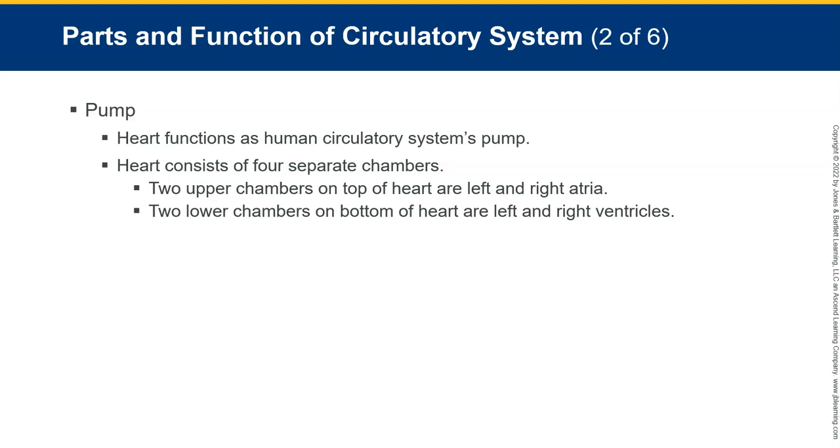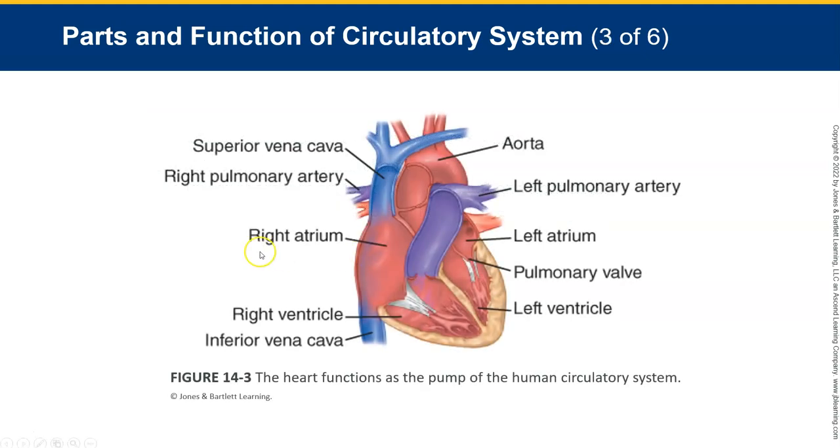Now the 2 lower chambers on the bottom of the heart, those are the left and the right ventricles. And the ventricles are larger and do most of the actual pumping. So you see here where we're talking about the ventricles. And if you notice, you can see that this left ventricle is thicker than this right ventricle. That's completely normal because this left ventricle is pumping out to the body. It's having to support the systemic circulation.